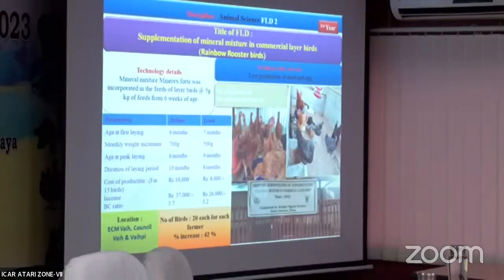Okay, the next FLD is supplementation of mineral mixture in commercial layer birds, that is rainbow rooster birds. The age at first laying under this demonstration is 6 months, whereas in farmers' practice it was 7 months. And monthly weight increment is 700 gram in T1 and 500 gram in T2.